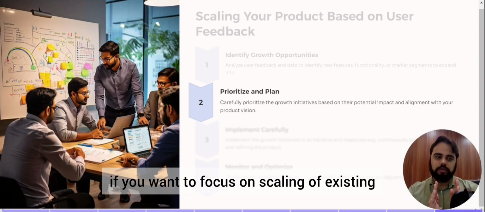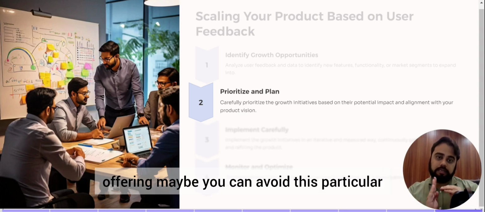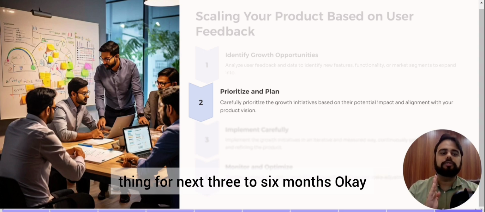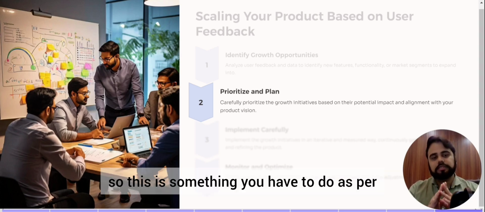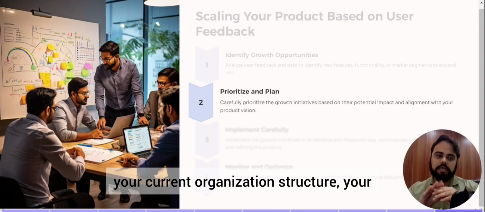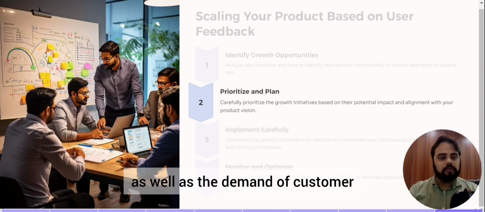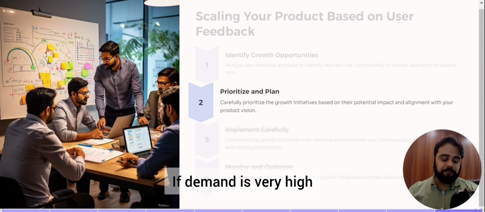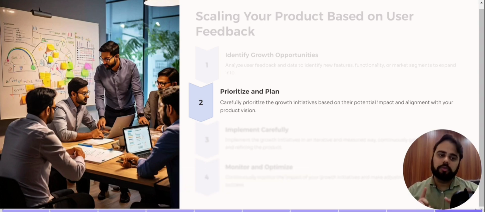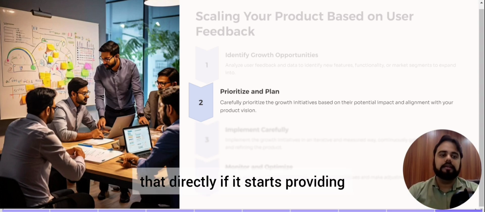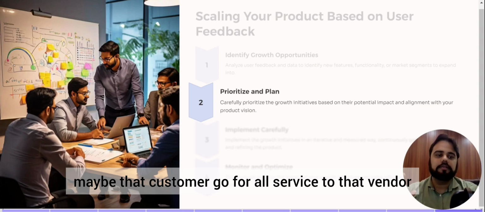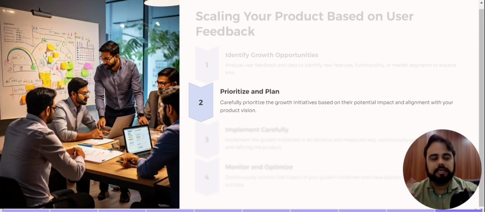Means if you want to focus on scaling of your existing offering, maybe you can avoid this particular thing for the next 3 to 6 months. Okay, so this is something you have to do as per your current organization structure, your people, your team, as well as the demand of the customer. If demand is very high, do a vendor tie-up, deliver that service, do an NDA with that vendor, so that if the vendor directly starts providing, maybe that customer goes for all services to that vendor. So you have to make sure of that.